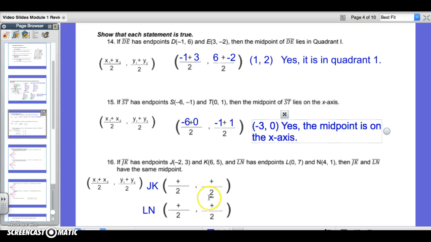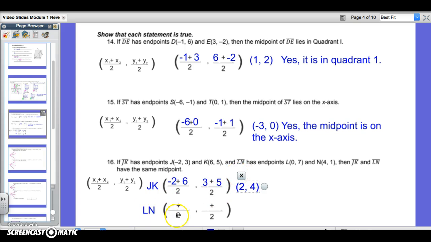So JK, starting with that one, the x value for J is -2, and the x value for K is 6. Now the y value for J is 3, and I'm going to add the y value for K, which is 5. So looking at this, let's simplify. -2 plus 6 is 4, and 4 divided by 2 is 2. And over here we have 3 plus 5 is 8, and 8 divided by 2 is 4. So that's the midpoint for JK.